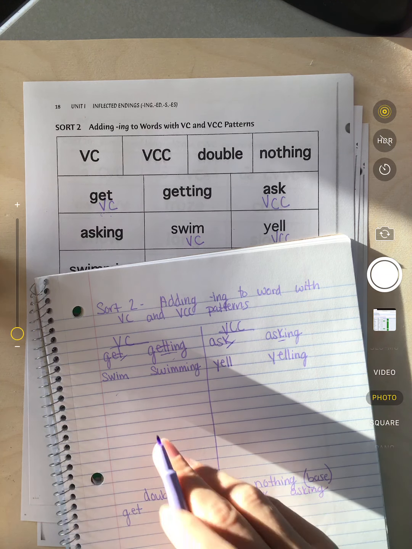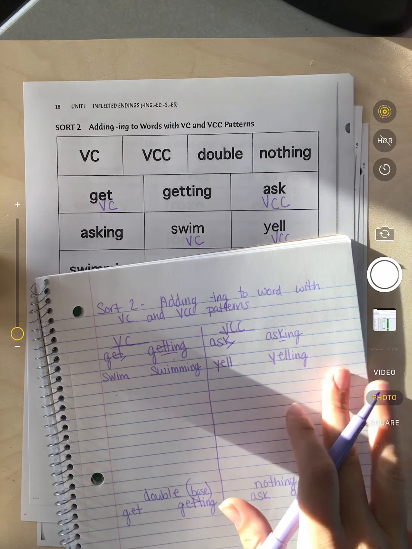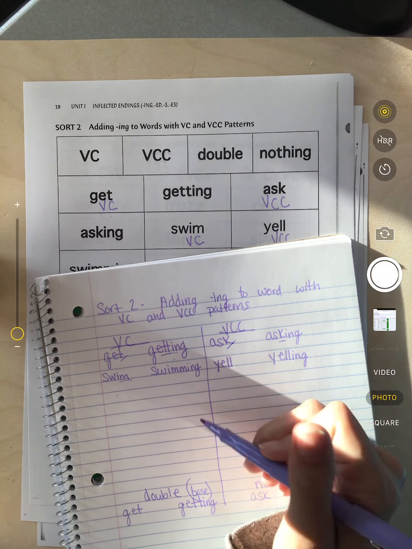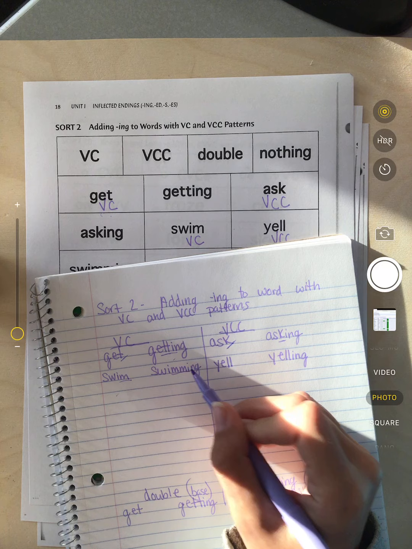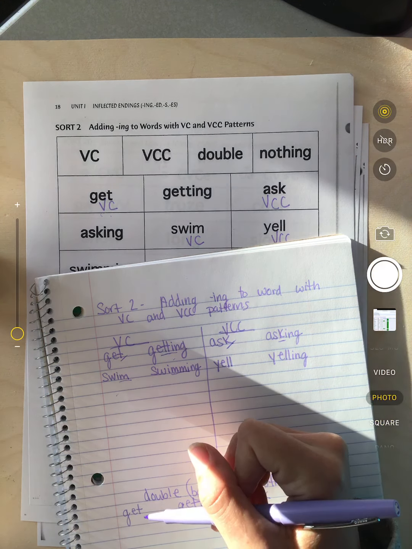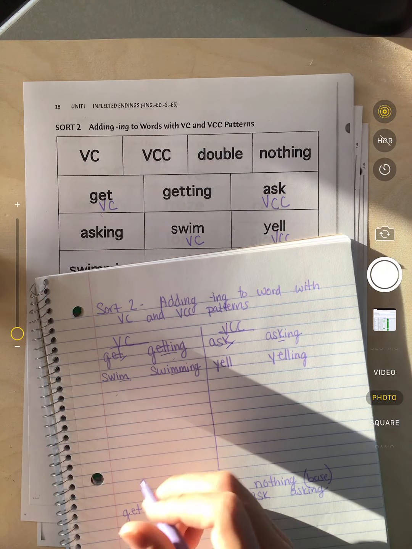Okay. I'm going to look at my swimming and yell and yelling. So I'm going to look at my M because it's the last letter in swim. And then I'm going to look what happens when I add the ing. So I'll look at that, double M's. So swim and swimming is going to go under double.